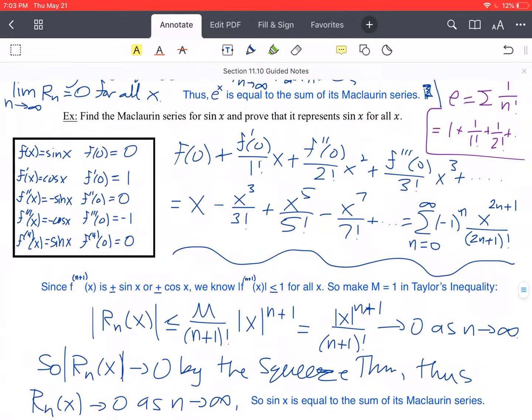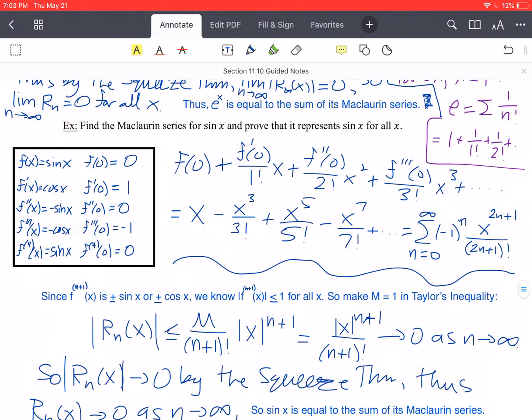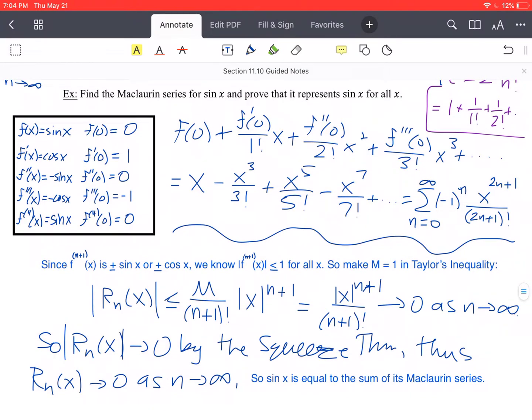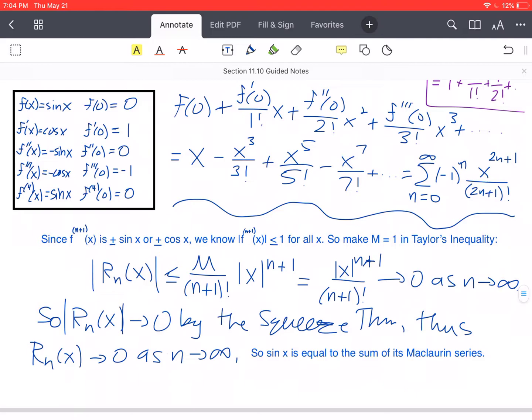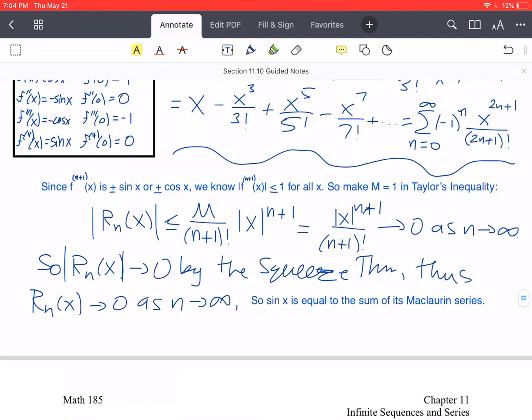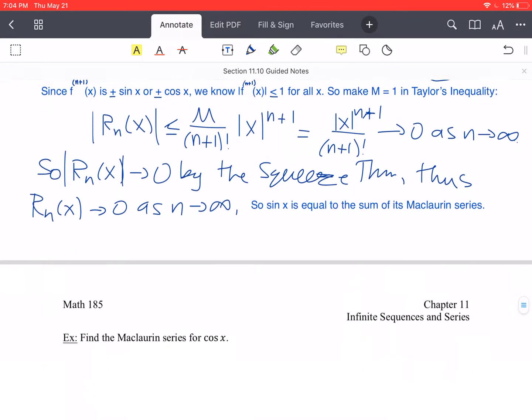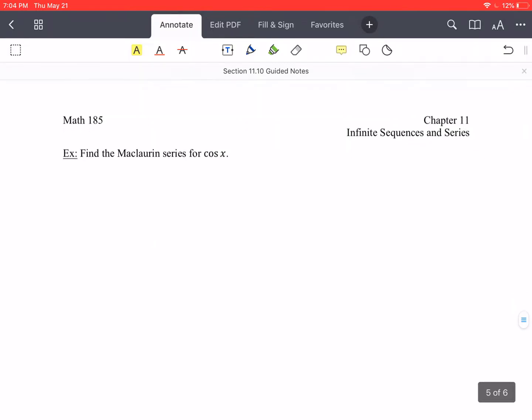So you can see finding the series is just a matter of observing those derivatives, those patterns, to get the coefficients. And then that proof is very similar to the one we just did above. Okay, so using that Taylor's inequality and then applying the squeeze theorem to get that it is equal. Okay. Next up, let's find the Maclaurin series for cosine of x.